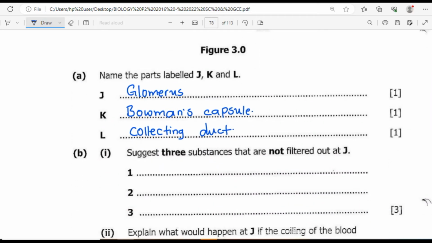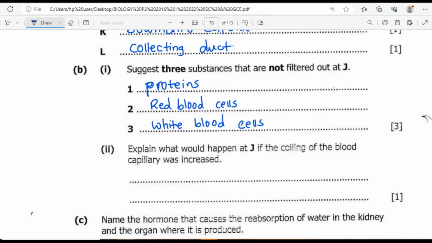Suggest 3 substances that are not filtered out at J. So what is J? J, we say it is the glomerulus. So the first one, proteins. Why? The sizes. They are not able to pass through the pores that are found on the glomerulus. Then number 2, red blood cells. Number 3, white blood cells. So you just have to look at the materials that are of larger sizes.